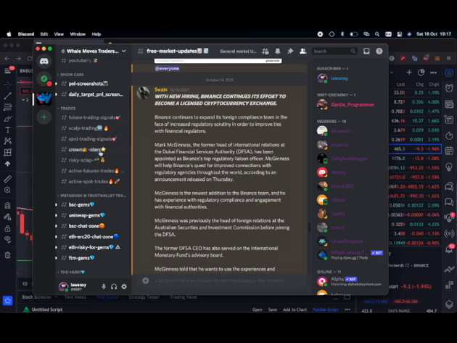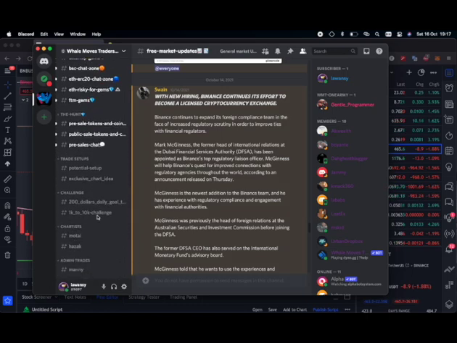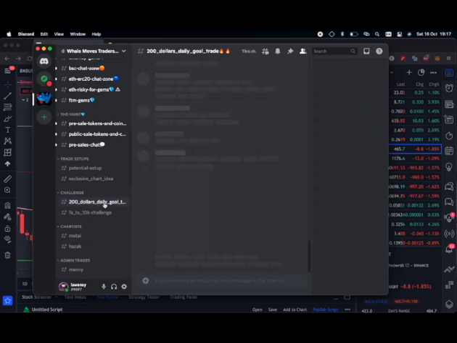Crown Star is a group of moderators. I think there are around 7 different moderators posting here. Here's the update of the futures trading. Here's the update of the spot trading. But we're going to take a look at the $200 daily goals. That's what we're going to take now. So we click it.